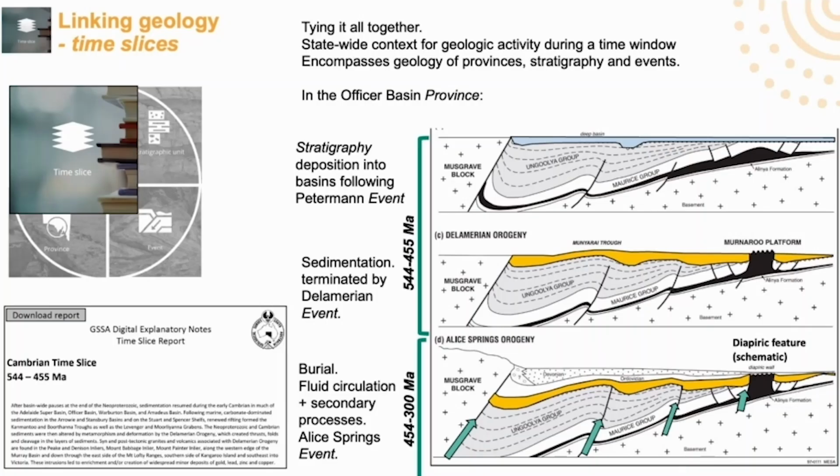So if we go through the Officer again, just as an example, during the Cambrian time slice, we've got stratigraphy being deposited into the Officer following the Petermann event. We've then had that terminated by the Delamerian event. And then in the next time slice down, that stratigraphy's been buried. We've had the Alice Springs event, which has then generated some secondary processes on those rocks.